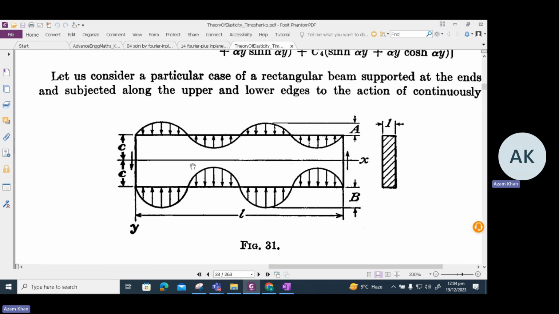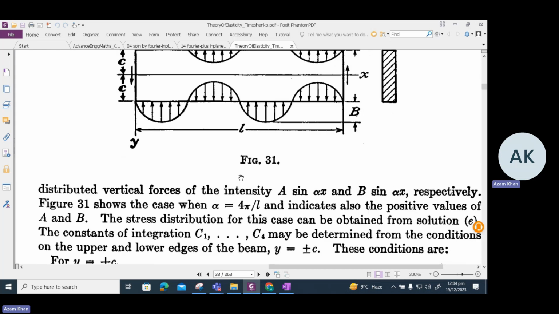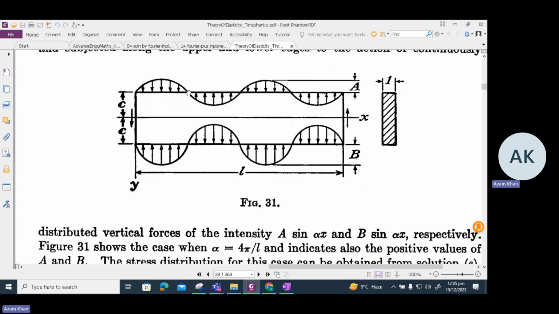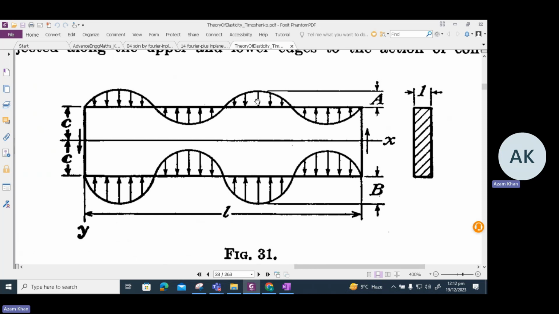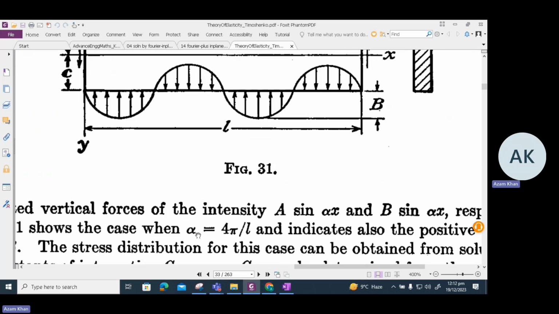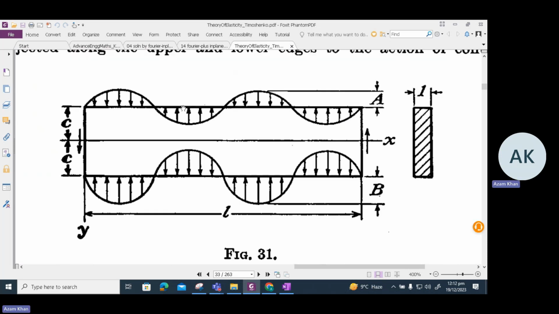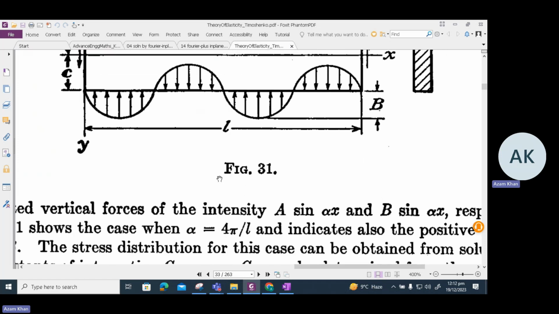The distributed load can be written as A sine alpha x at the top and B sine alpha x at the bottom, where alpha is equal to 4 pi by L. A and B are the amplitudes of the sine wave at the top and bottom of the wall. Since we have two full sine waves, we can write alpha times L is equal to 4 pi, and from there we get alpha is equal to 4 pi by L.